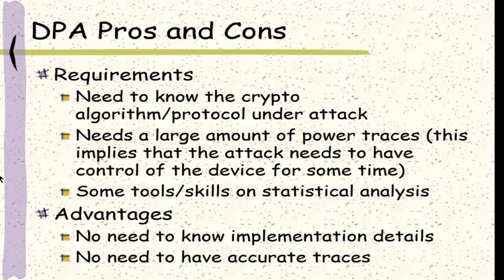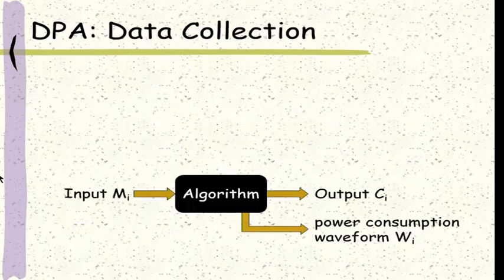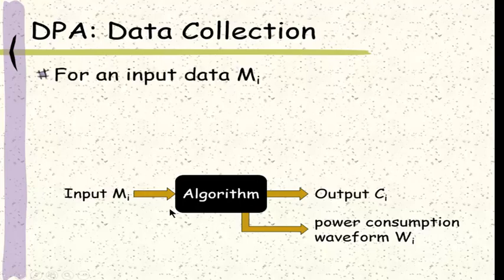Now we see some details about differential power analysis attacks, starting with the data collection phase. The algorithm here in the black box, or the key that is used in this algorithm, is the target of the differential power analysis attack. The attacker will run the algorithm with a piece of input data m sub i and obtain output c sub i.